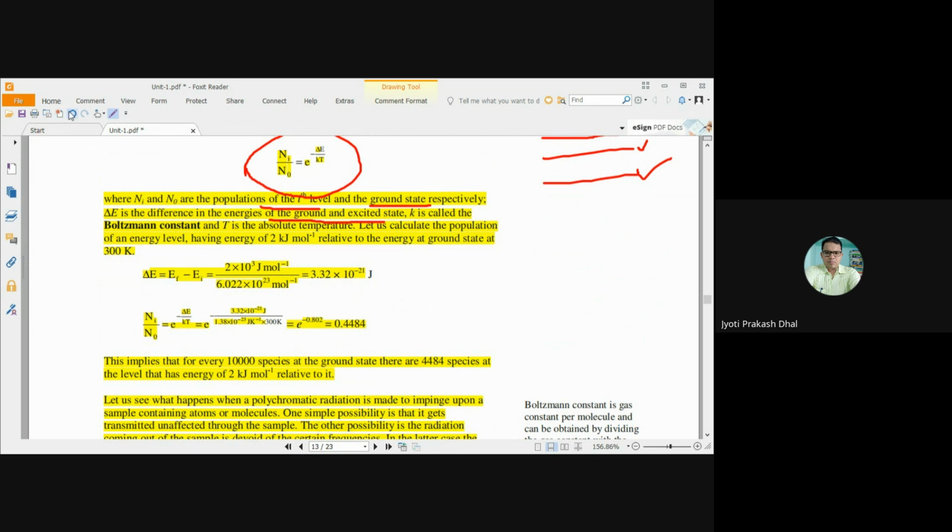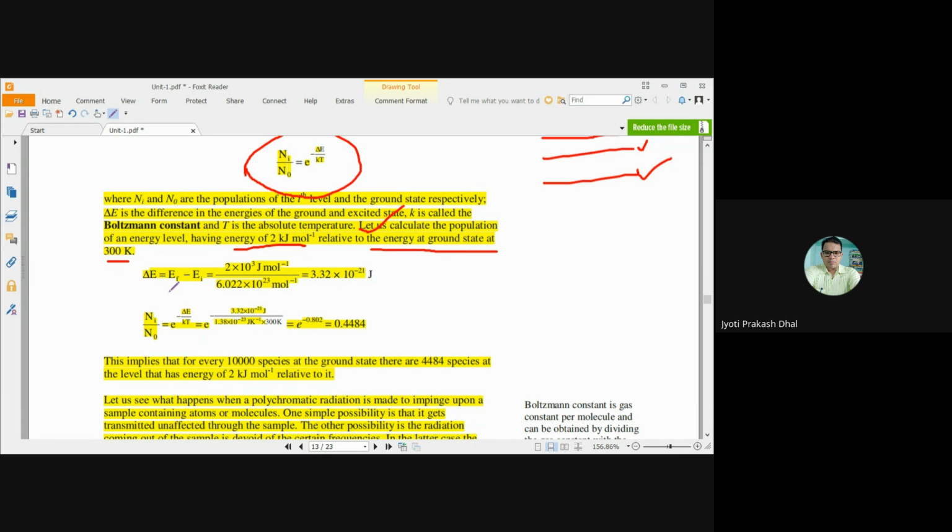Here one question is there. Let us calculate the population of an energy level having energy 2 kilojoule per mole relative to the energy of the ground state at 300 Kelvin. Again I am repeating that question. So here del E equals EF minus EI. EF is the energy of the final state or excited state. EI is the energy of the ground state.